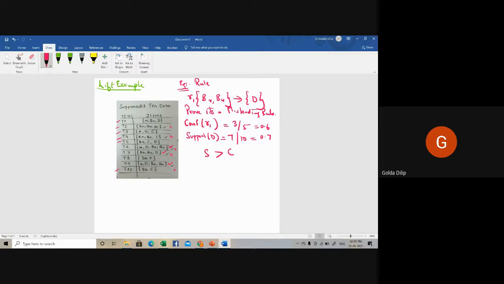So what is the formula for lift? Lift is nothing but the confidence of the rule divided by the support of the rule. The support of the rule here is the consequent, that is, the right hand side. What is the confidence of the rule? We have computed 0.6, which is 6 by 10, divided by the support, which is 7 by 10.